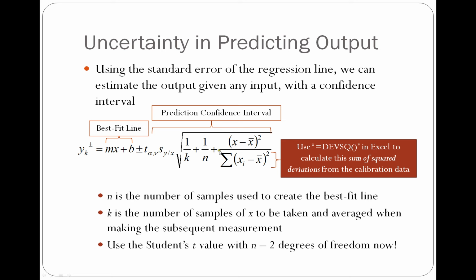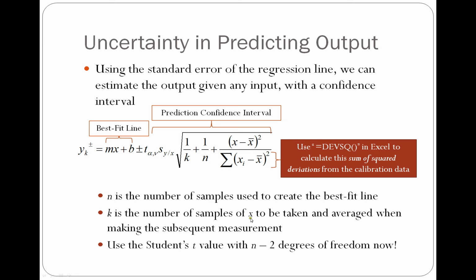And then to come up with the confidence interval on that output, we're going to have to calculate a student's t critical value at some given confidence or alpha level and some number of degrees of freedom. We're going to have to calculate, or we will have already calculated, the standard error in the regression line. And then we multiply the product of those two by what's under the square root right here. What's under the square root right here is 1 over k.